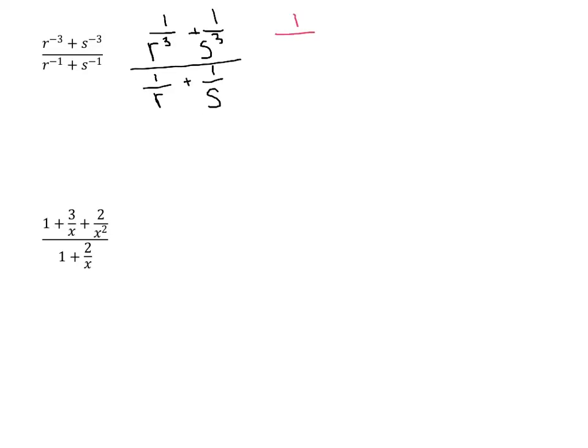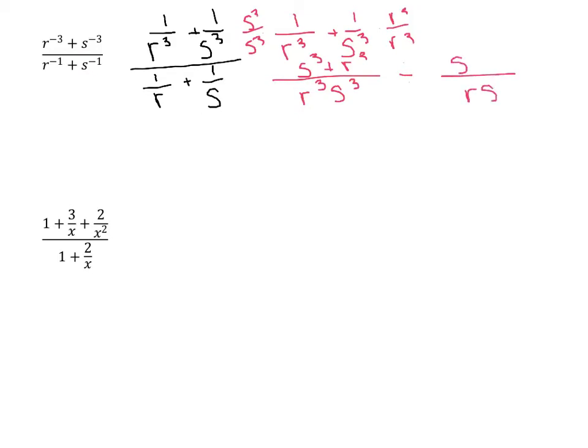So 1 over r cubed plus 1 over s cubed. My least common denominator would be r cubed, s cubed. I would have to multiply this by s cubed over s cubed, and this by r cubed over r cubed. So my numerator is s cubed plus r cubed. Now when I do the denominator, rs is my common denominator, so that's s plus r.